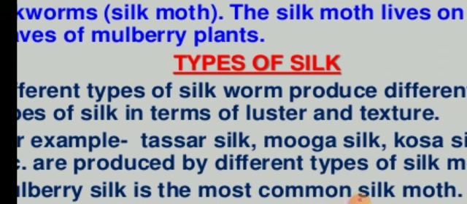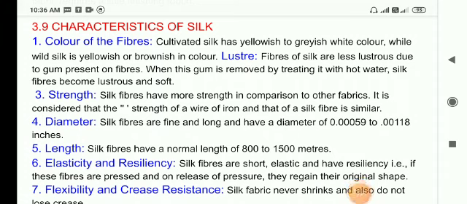These are mulberry silk, which is also called cultivated silk, and non-mulberry silk or wild silk. Further, mulberry silk has been categorized into two types: reeled silk and spun silk. Wild silk has been categorized into 3 types: tussore silk, muga silk, and eri silk. After this, we will discuss the characteristics of silk.